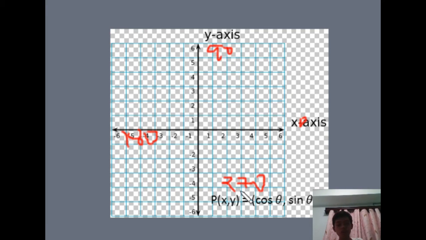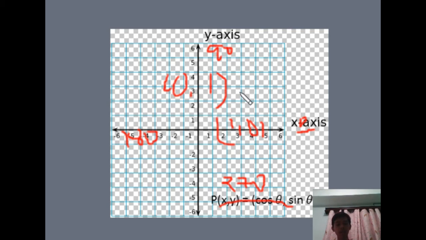Next, using this formula, you should put in this angle in the theta. So cos 0 degrees and sine 0 degrees would be equal to (1, 0). Next is 90 degrees. Cos 90 degrees and sine 90 degrees would be equal to (0, 1). We now have 2 points.